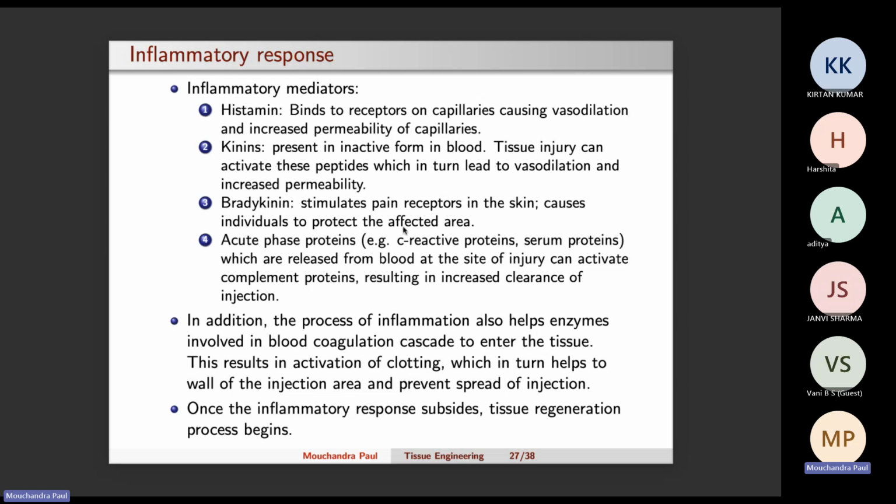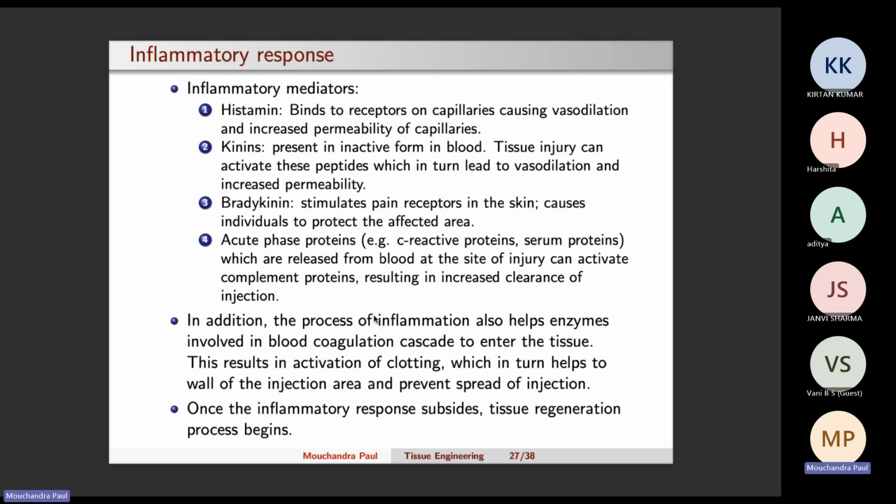Another type of protein, like the C-reactive protein and serum proteins, are basically acute phase proteins. Collectively, they are called acute phase proteins. These proteins come out as exudate, as I mentioned in the previous slide, and reach the site of injury to activate the complement proteins. These complement proteins also help in fighting against the pathogen that has entered. And these complement proteins in turn are activated by the C-reactive proteins, etc.